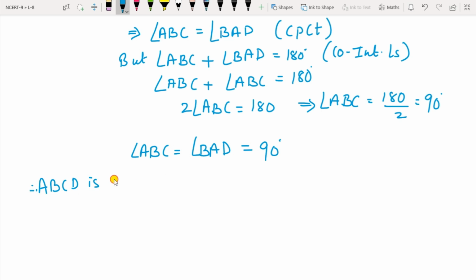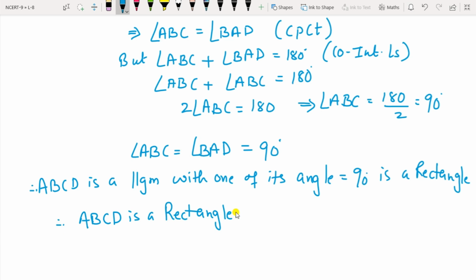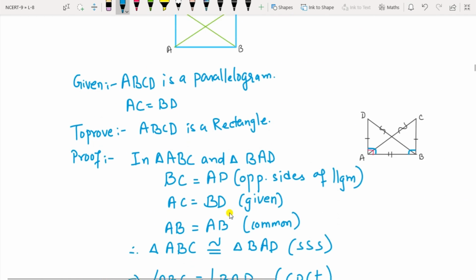ABCD is a parallelogram with one of its angles equal to 90 degrees, so it will be a rectangle, and therefore ABCD is a rectangle, hence proved. Okay. So we have proved that the given parallelogram is a rectangle.